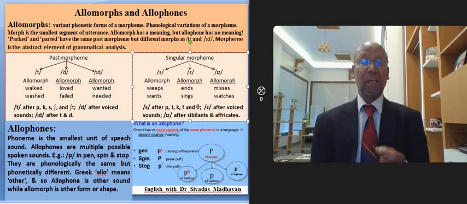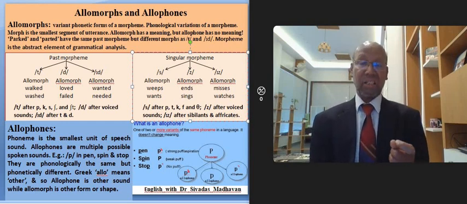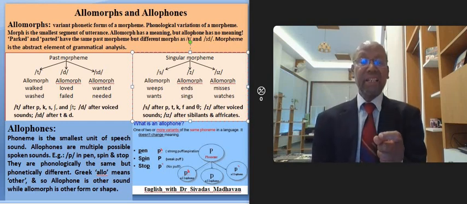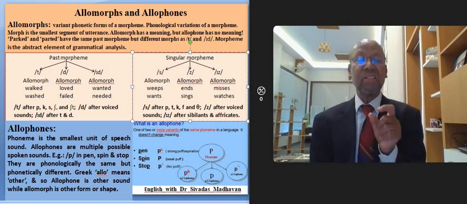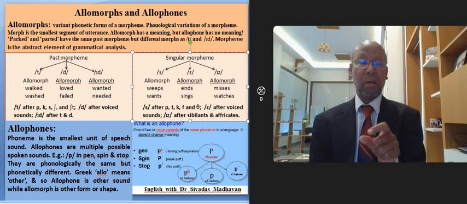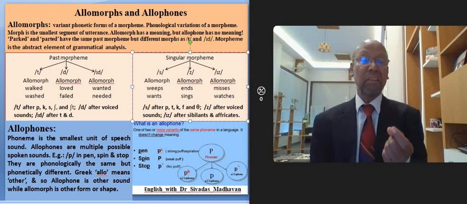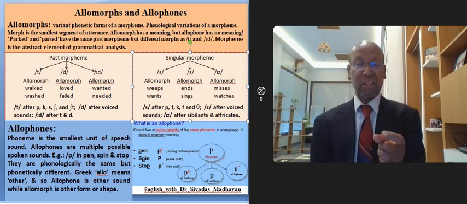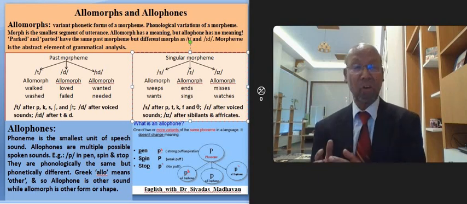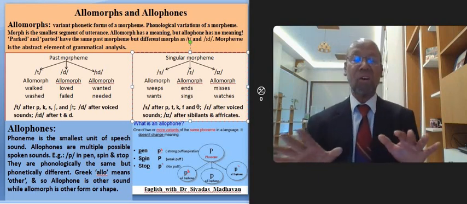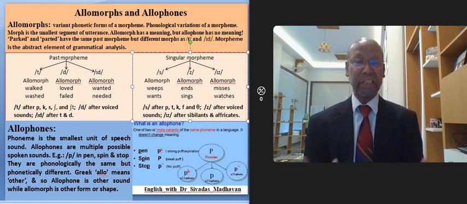For example, part and parted. Parked, P-A-R-K-E-D. The ed form, the past tense form, is realized as t, parkt. But in the case of part, parted, the ed form, the past tense form, is realized as id. So these are the different realizations of the past tense morpheme. There are three different forms of the past tense morpheme in English.